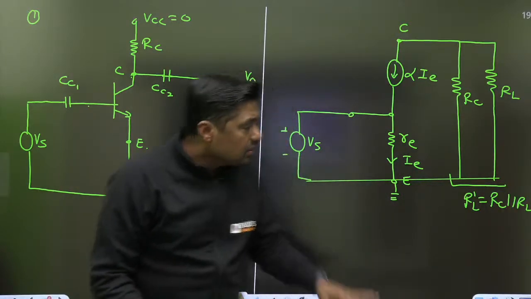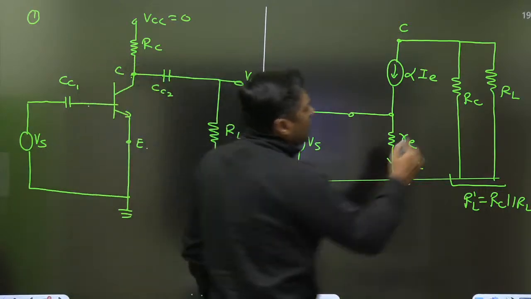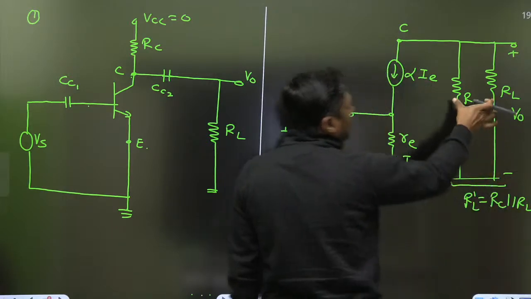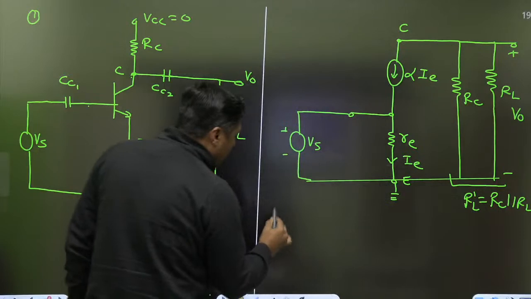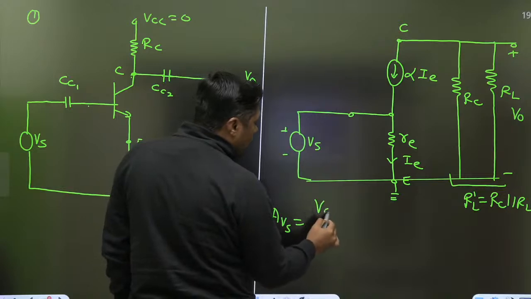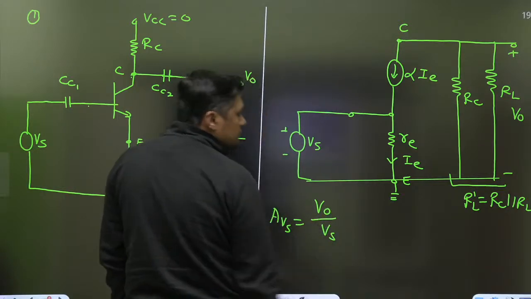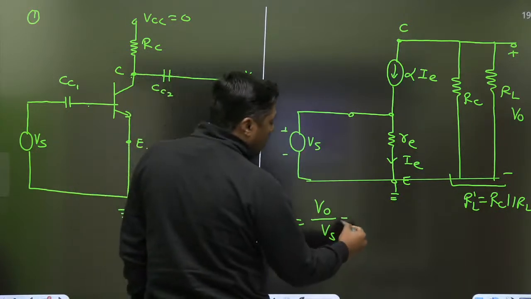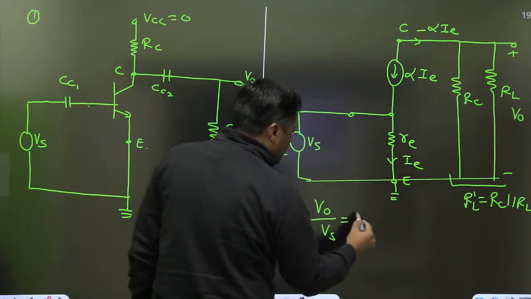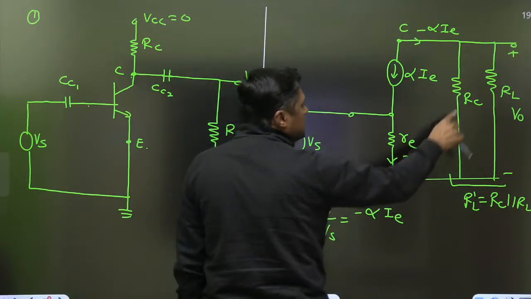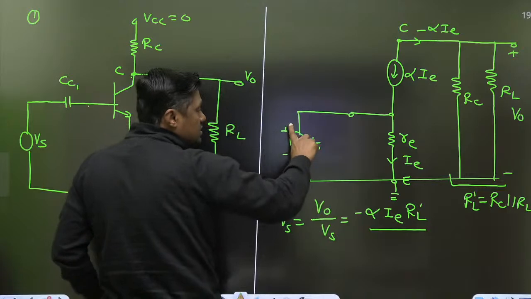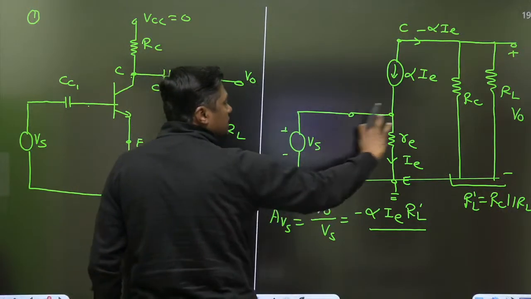How to find the voltage gain? We are taking the voltage from the collector, and that's why it is V0 with respect to ground, across RL dash. They will ask for the mid-band voltage gain. Mid-band voltage gain, my dear students, is V0 by Vs. Now V0 we can write: here it is alpha I, so what is the current here? Minus alpha I. So you can write minus alpha I, RC parallel with RL, which is nothing but RL dash, upon Vs.